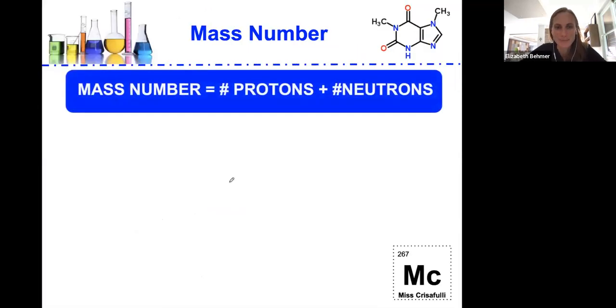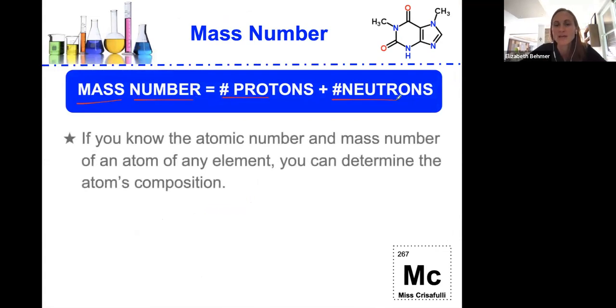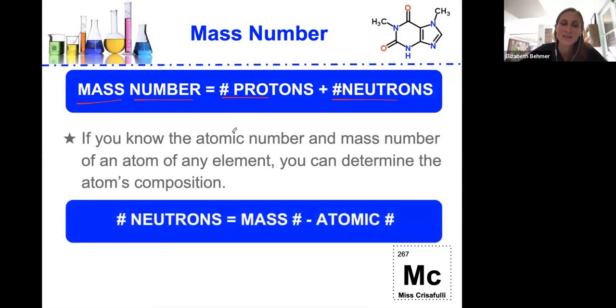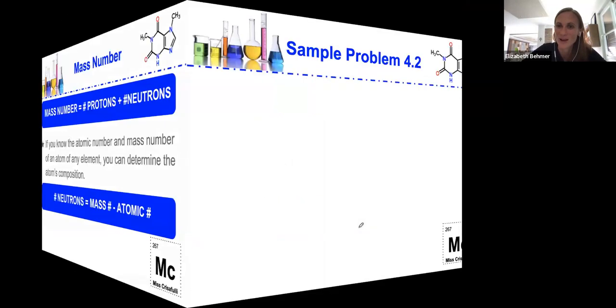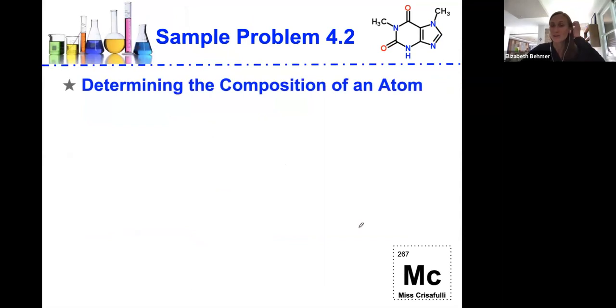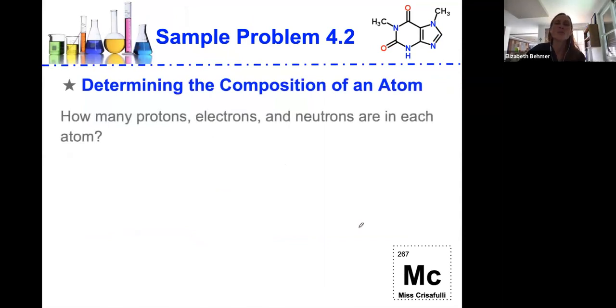So then the mass number. The mass number is equal to the number of protons plus the number of neutrons. If you know the atomic number and the mass number of an atom of any element, you can determine the atom's composition. Because for the number of neutrons, you would just take the mass number minus the atomic number, and we'll go over a lot of practice problems. So let's determine the composition of an atom. How many protons, electrons, and neutrons are in each atom?